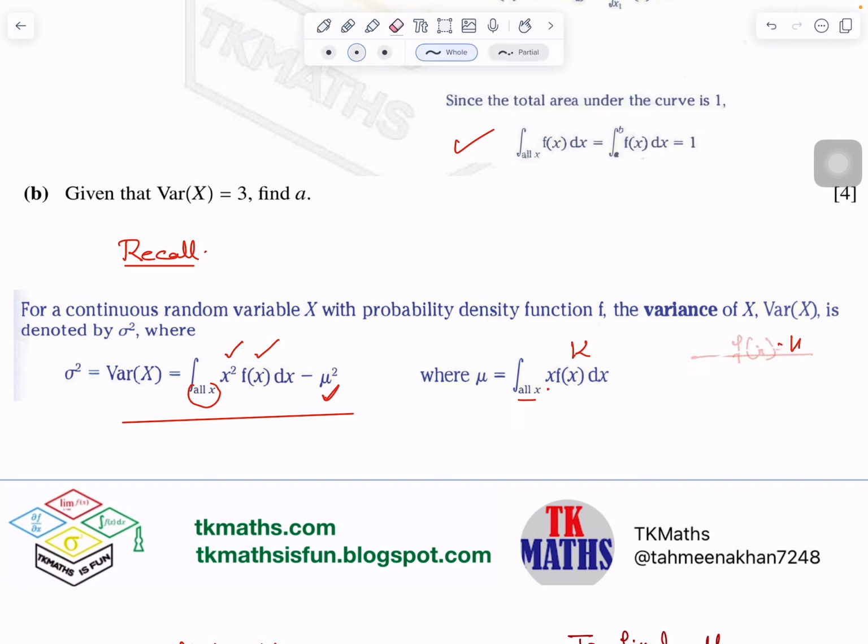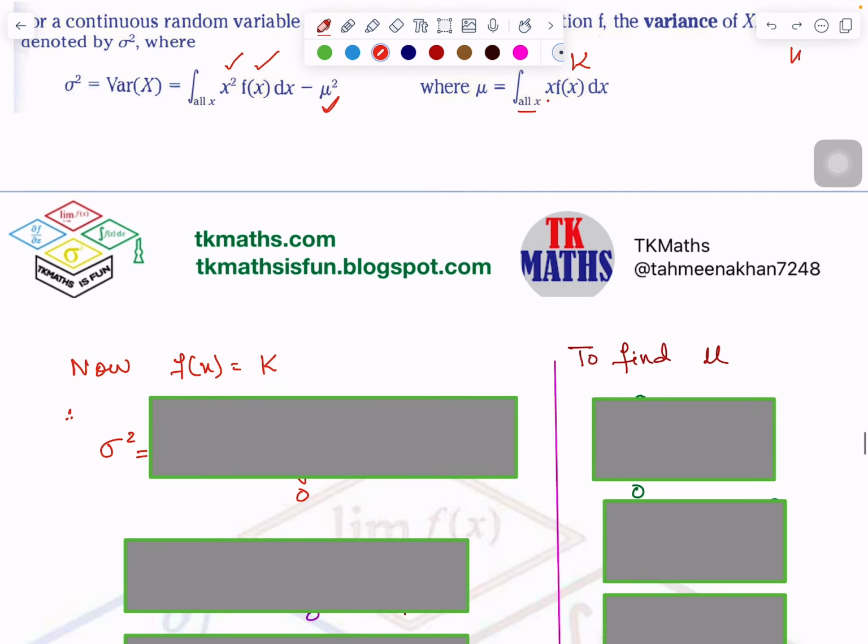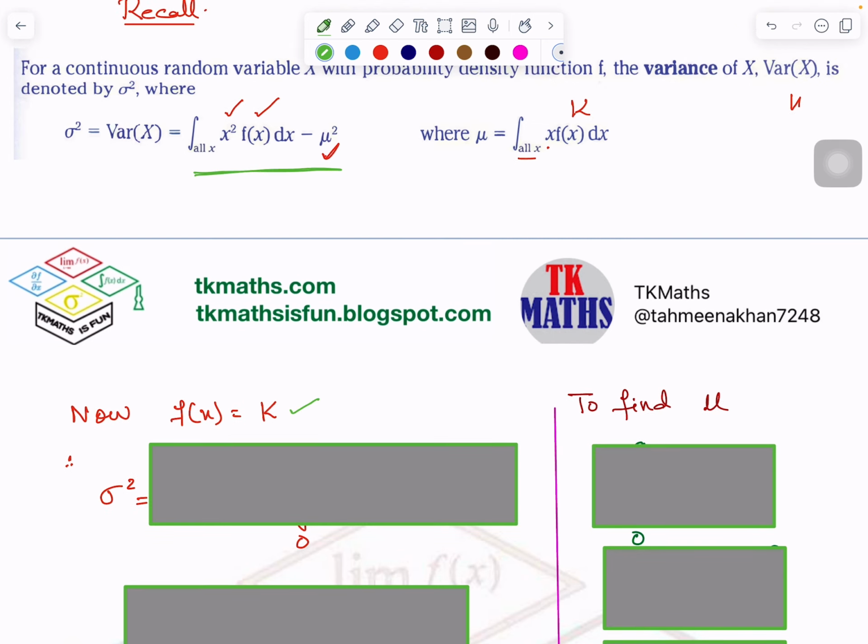Now, just a minute. The common mistake made at times by students is that they consider mu square also within this integral sign. Please remember, the integral function ends here. Mu square is outside, okay? So do not include it inside the integral sign, okay? So let's start solving it here. So function is f of x equals k, we can see here, and we are going to apply this formula, okay?